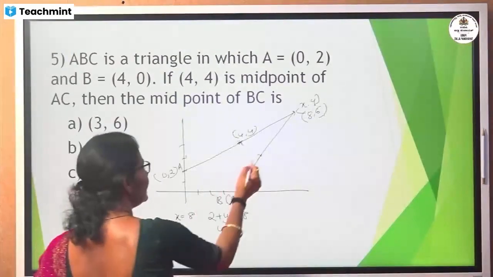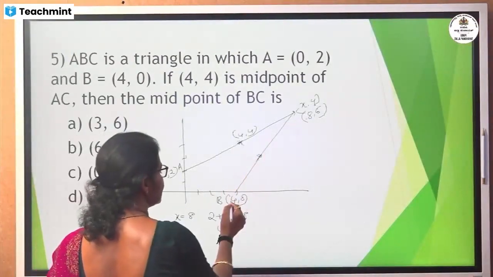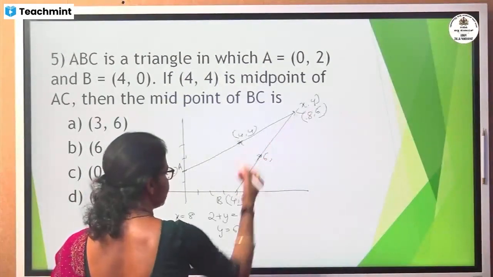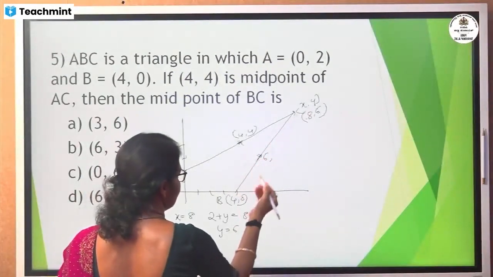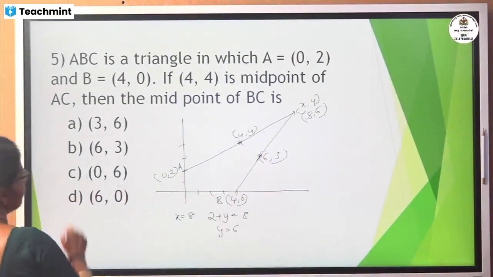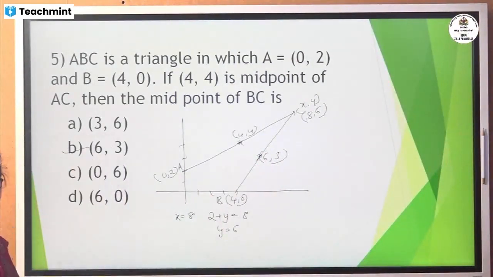Now calculate the midpoint of BC. 8 plus 4, 12 by 2, that is 6. 6 plus 0 divided by 2, that is 3. So this is the answer actually. If you check with the options, option B holds good.